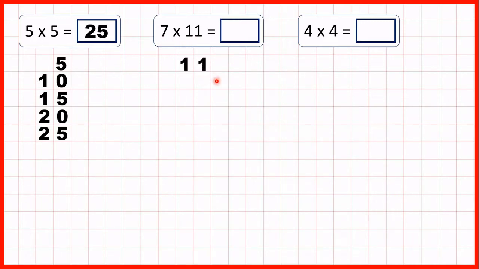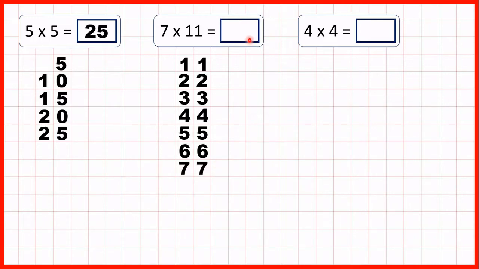Now 7 times 11, so we can count up in 11s 7 times. So we have 11, 22, 33, 44, 55, 66, and the seventh one is 77. So that's our answer. But really we shouldn't need to do any working out with the 11 times table, because you can probably spot the pattern that it makes.